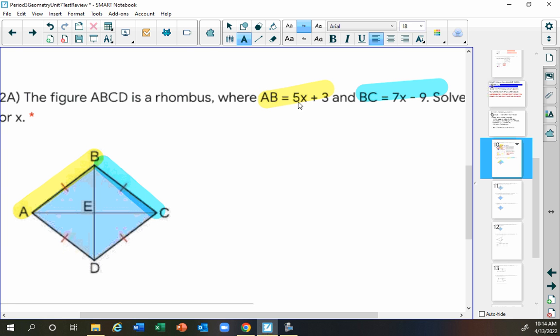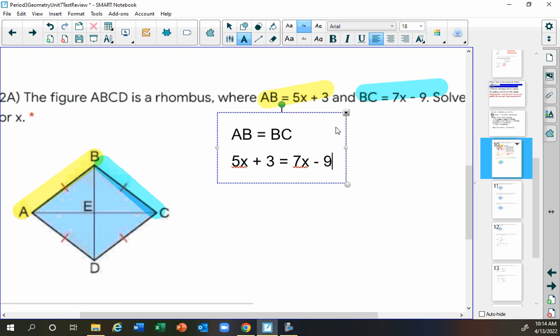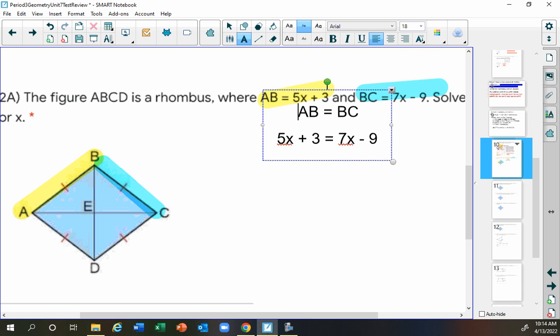So what's our setup to solve for x? Who could tell us how we're going to set up our equation to solve for x? 5x plus 3 equals 7x minus 9. All right. I want y'all to solve for the x. So that's what you're going to do. I'll give you a minute to solve for it. So, have at it.